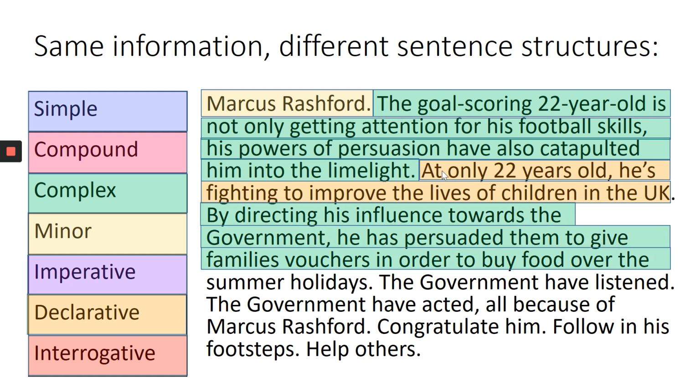We then add another complex sentence. By directing his influence towards the government is going to be our subordinate clause. So if you start off with a word like by or at, it's going to force you to make a complex sentence, and that's going to give a little bit more variety and rhythm to your work.